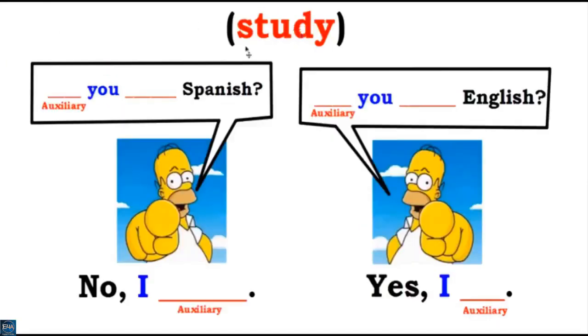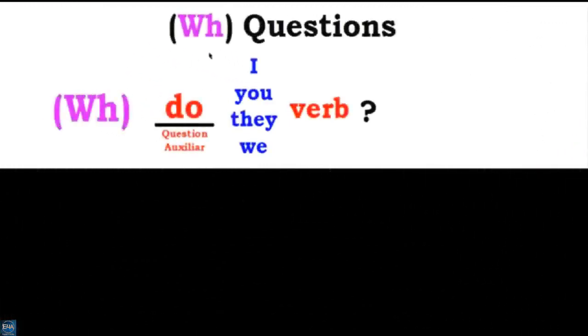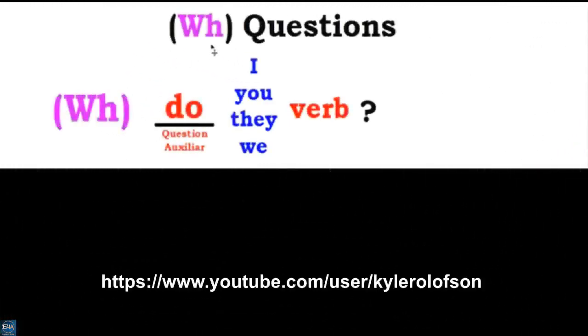Okay, the next example with study. For example, do you study Spanish? No, I don't. Or do you study English? Yes, I do. So remember, the auxiliary is do for the question, because my subject is you in the question. Very good.